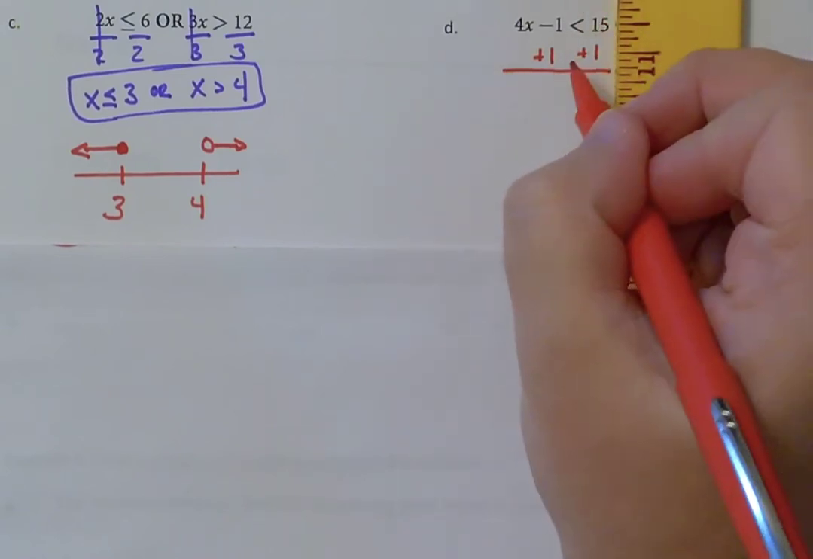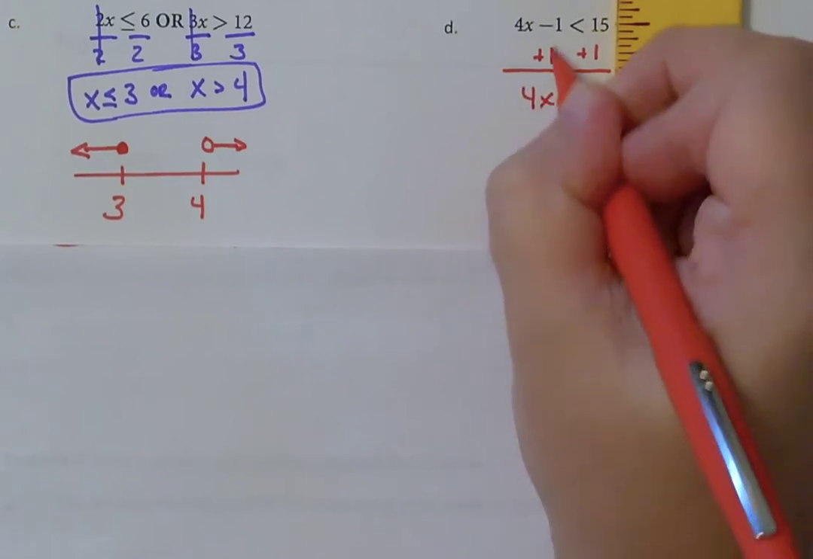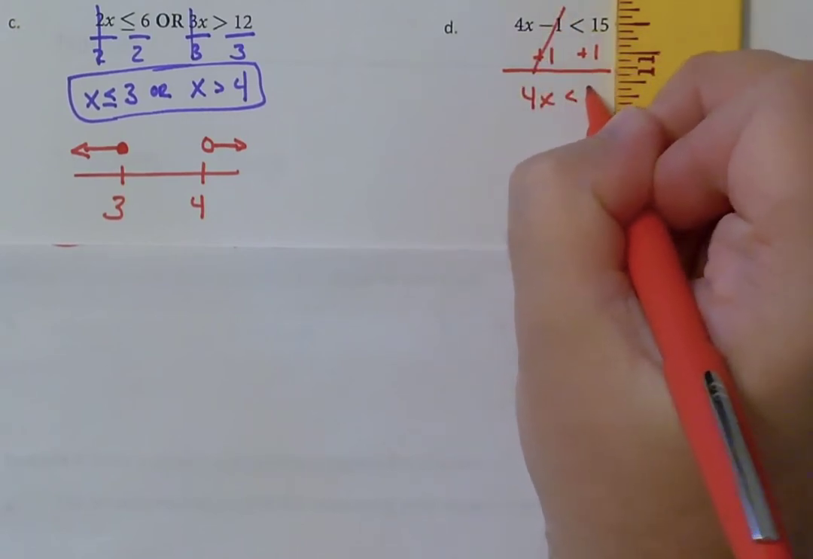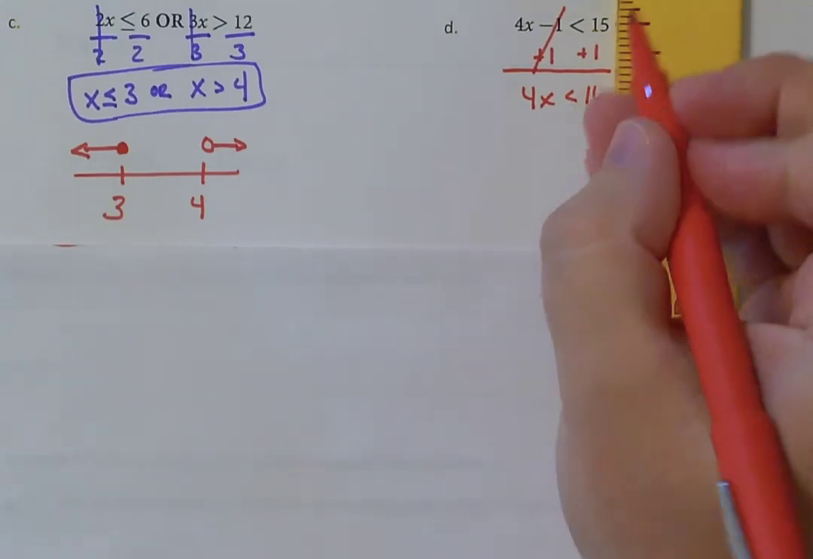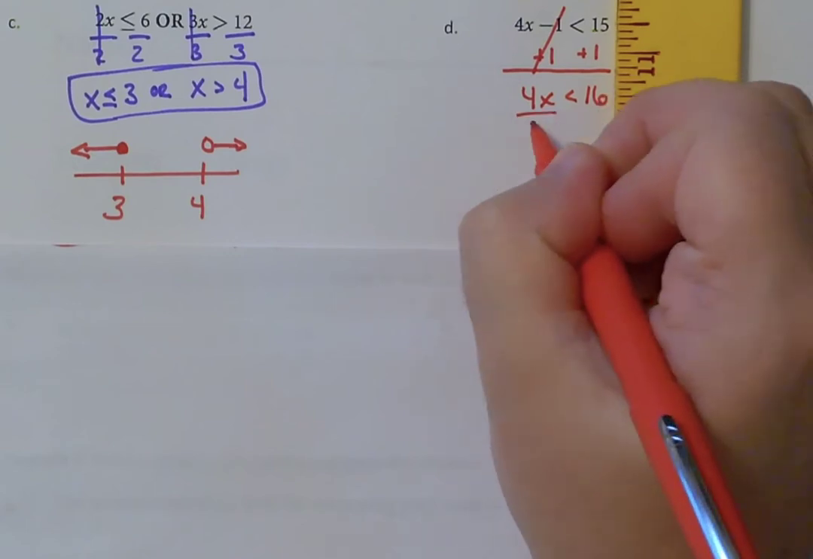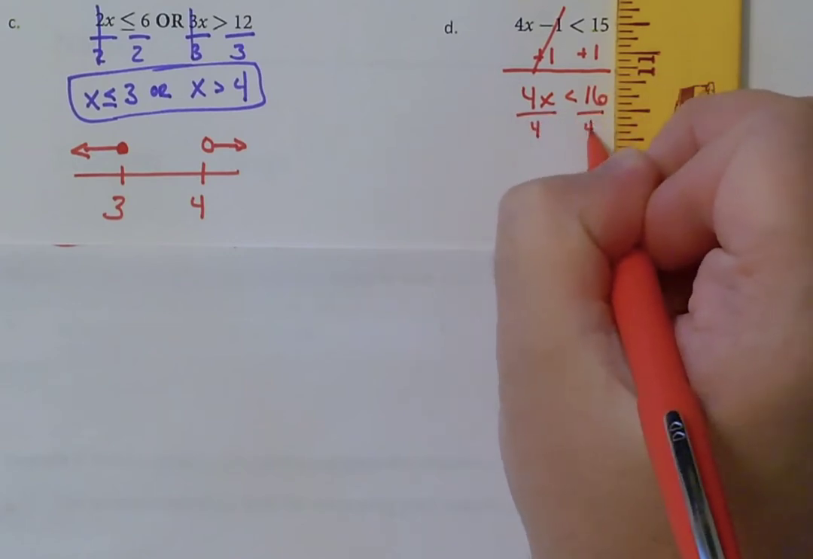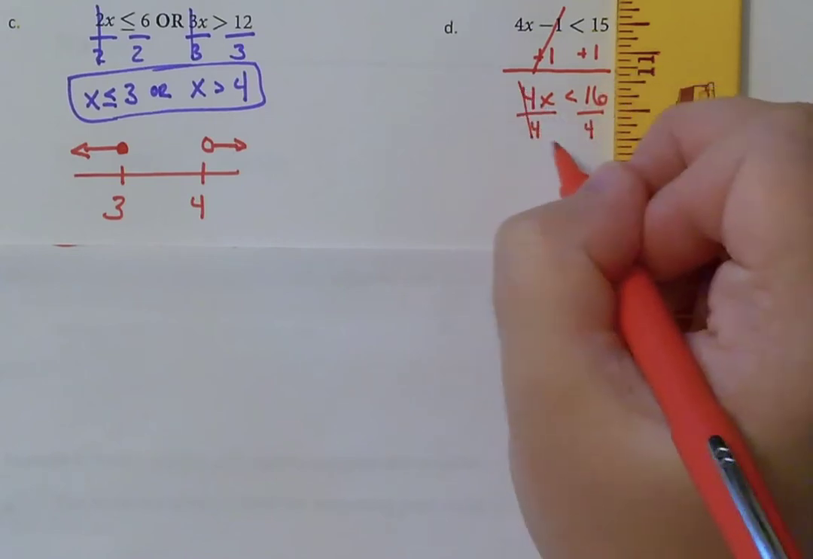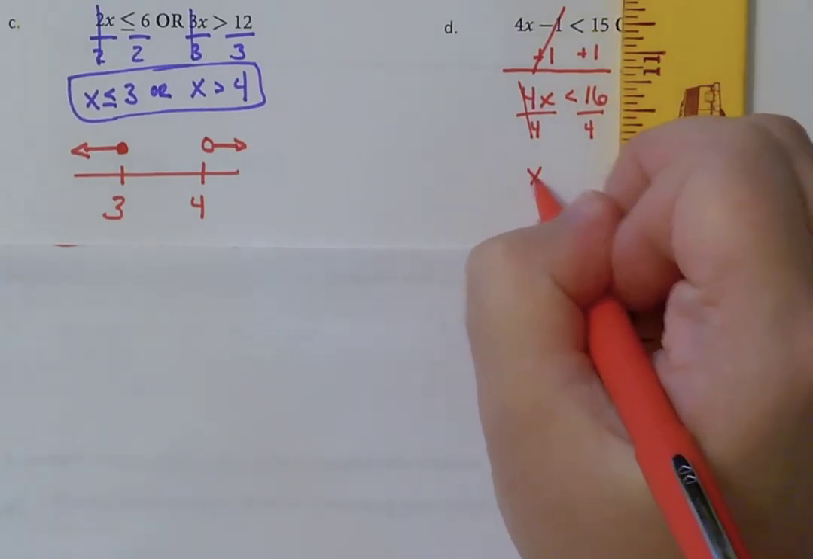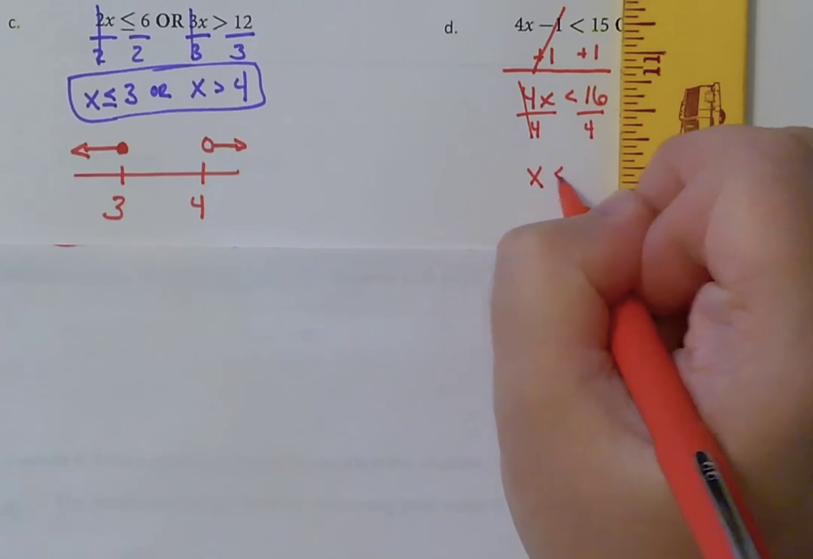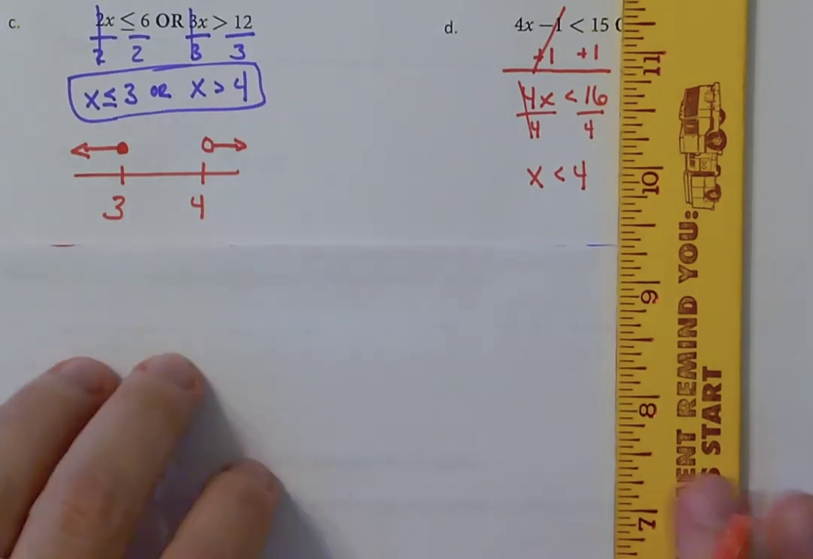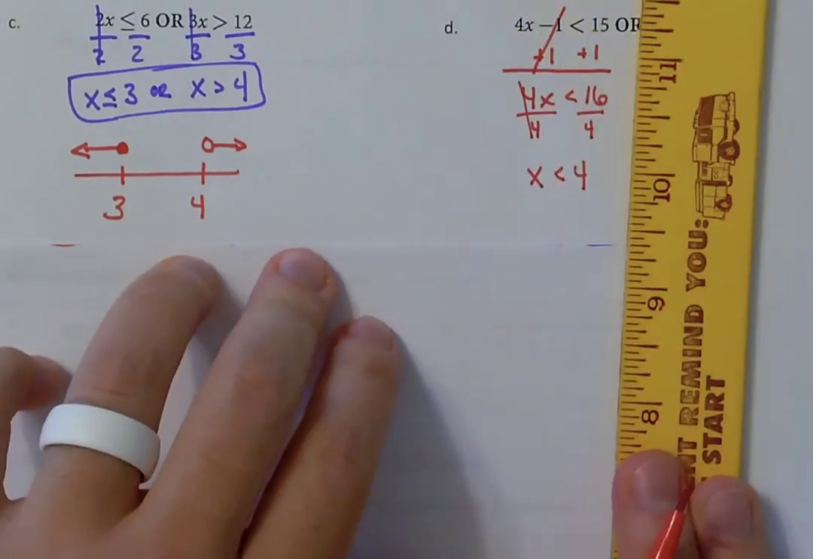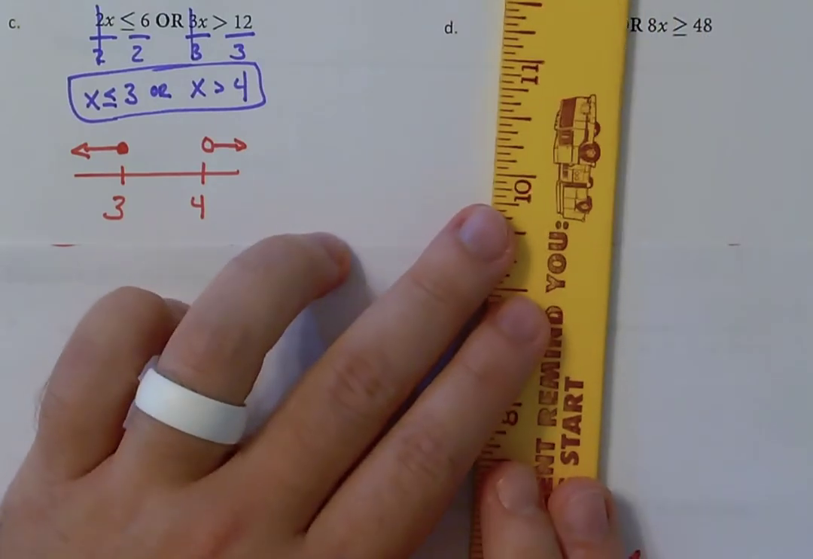So when I add 1 to both sides, we get 4x on the left, and then we get 16 on the right. So then having 4x is less than 16 means I need to divide by 4. So they cancel out. And then we get x is less than 16 divided by 4 is going to give us 4. All right, we have solved completely for x, so we're going to move on to the right side.